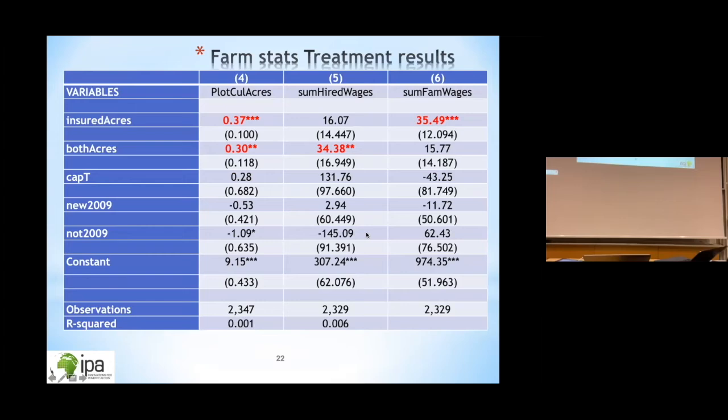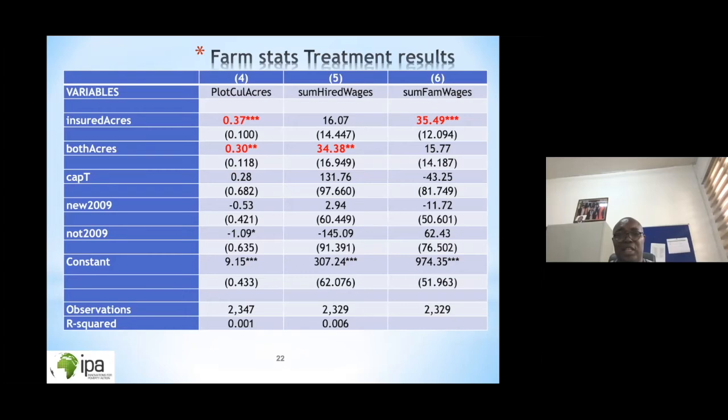Okay. The cultivated plots as well, we see again some action for the insurance constraints, and also where we actually relax both the insurance and capital constraints. Again, for the sum of hired wages with respect to hired labor on the farms. Again, for the case where we have both of the constraints being relaxed, you do find that farmers responded positively in terms of investments in agriculture production.